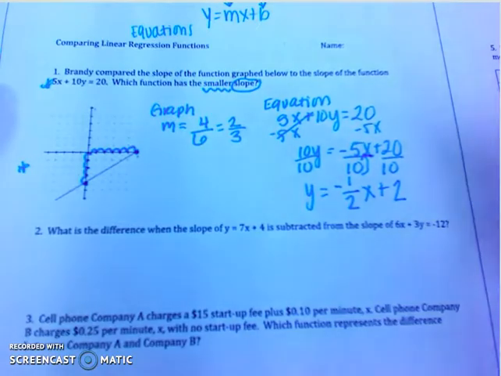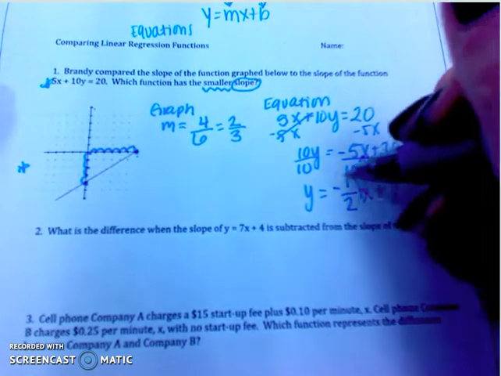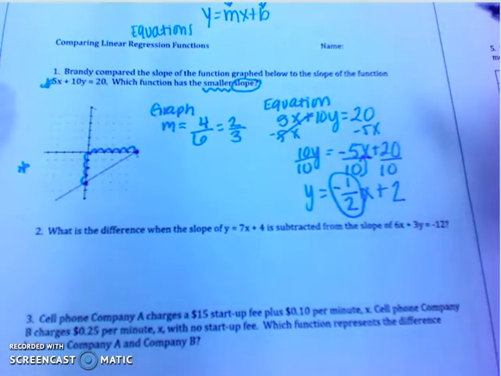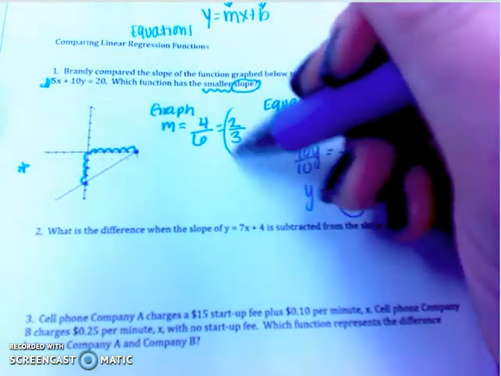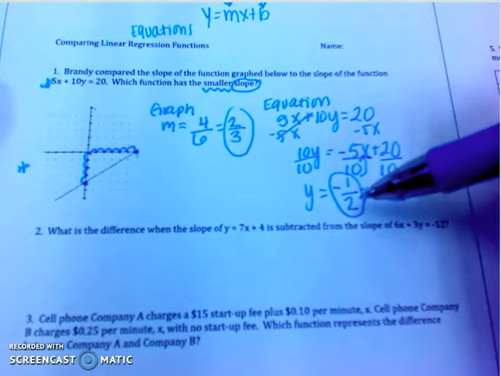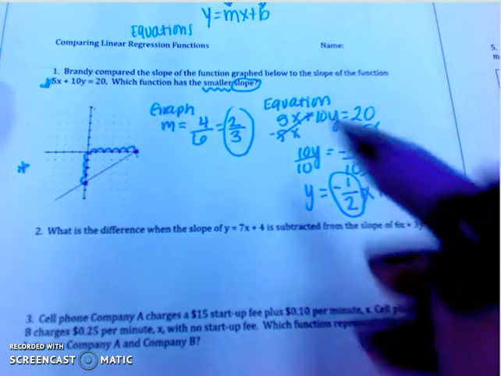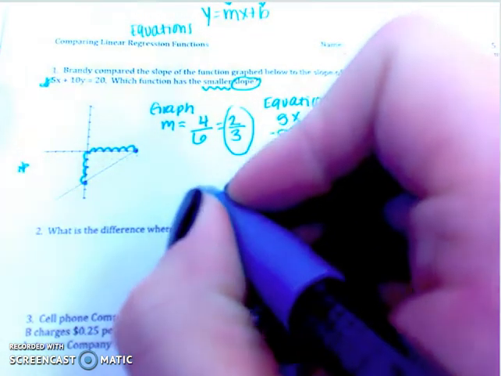And again, what I'm looking for is that slope, which is this number right here. And which one is smaller? Well, we're comparing 2/3 to negative 1/2. Negative 1/2 is smaller. So which function had the smaller slope? The answer is the equation.